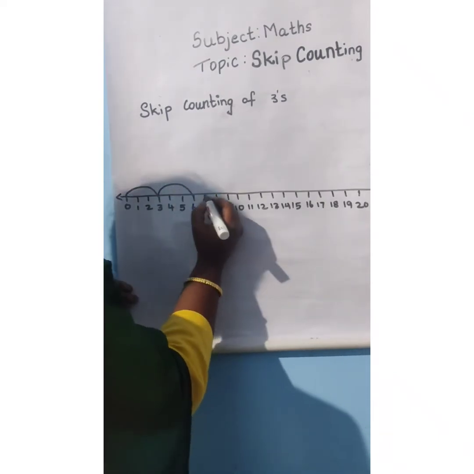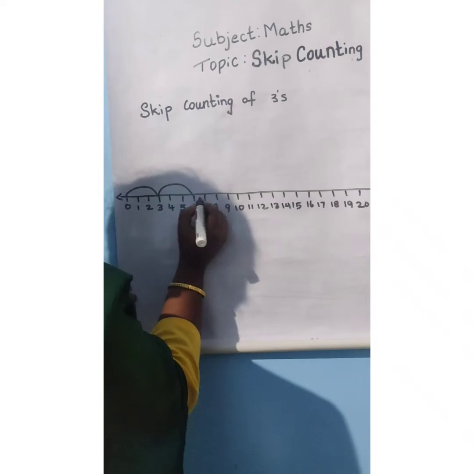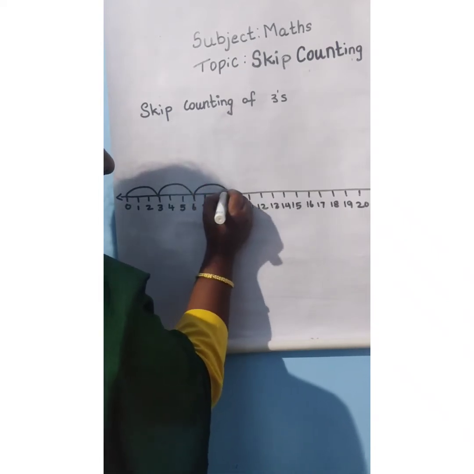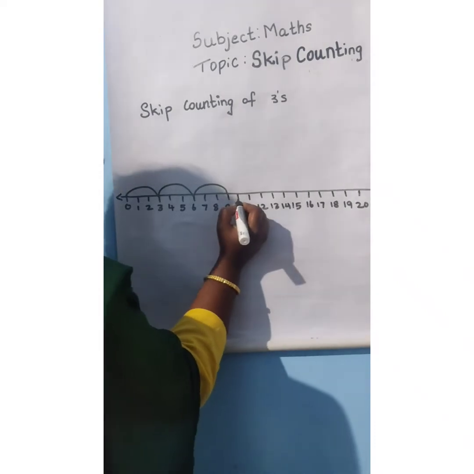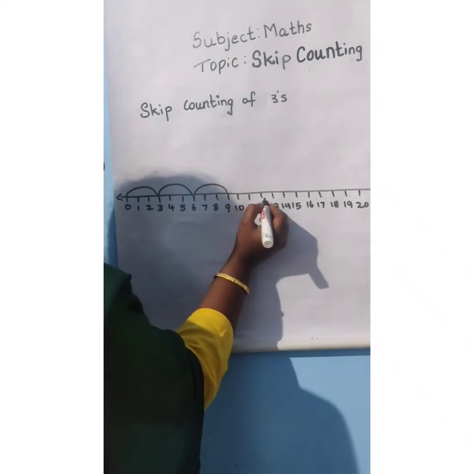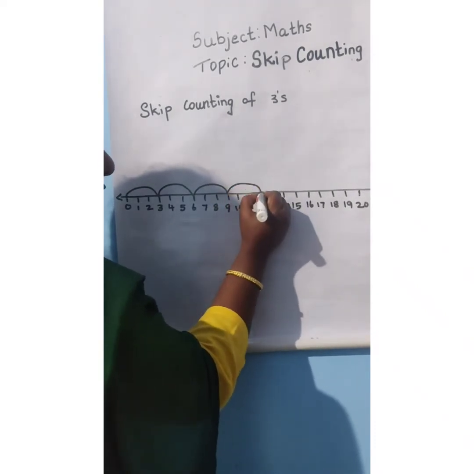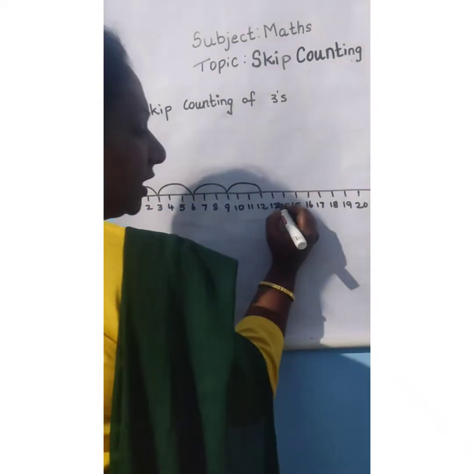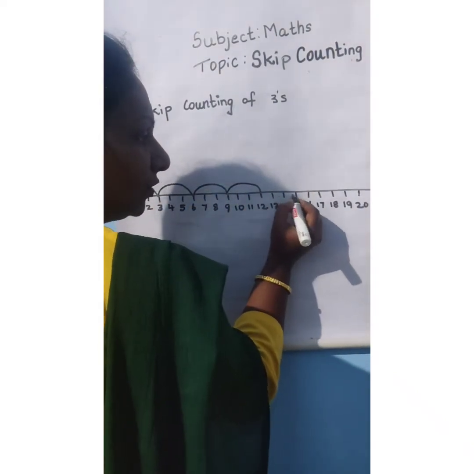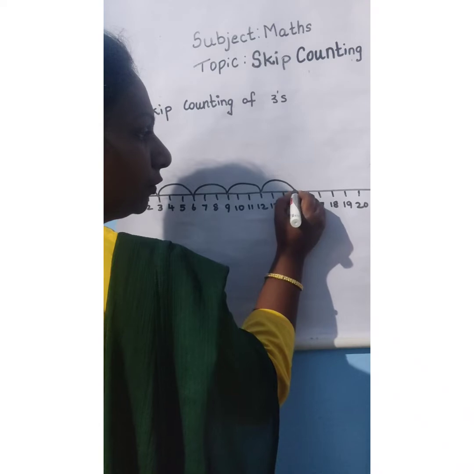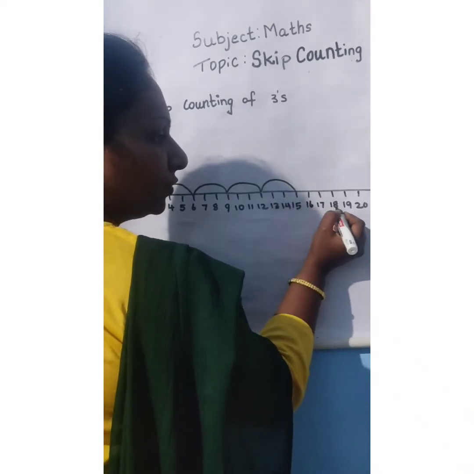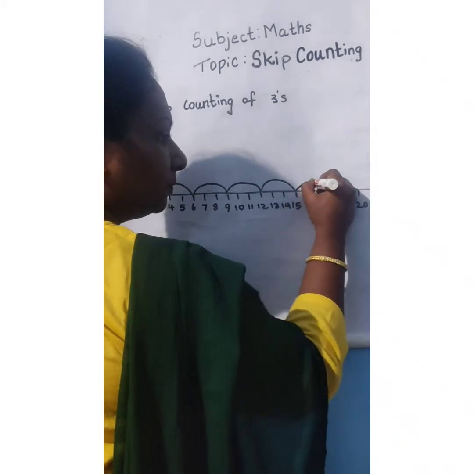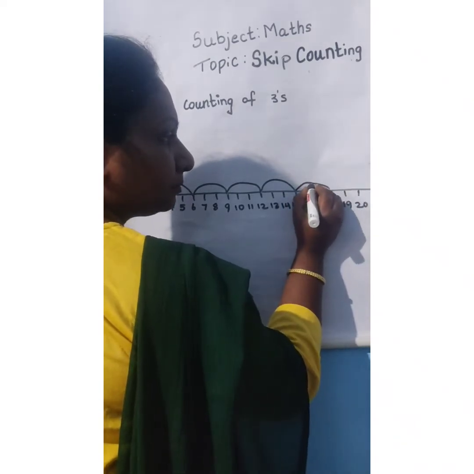Okay, the next is 1, 2, 3. You have to count 3 numbers and you have to jump. Okay, so to the third number you have to jump. Next is 1, 2, 3. So jump to 12. Okay, so the next is 1, 2, 3. So next you have to jump to 15. So the next is 1, 2, 3. So the next jump will be to 18.